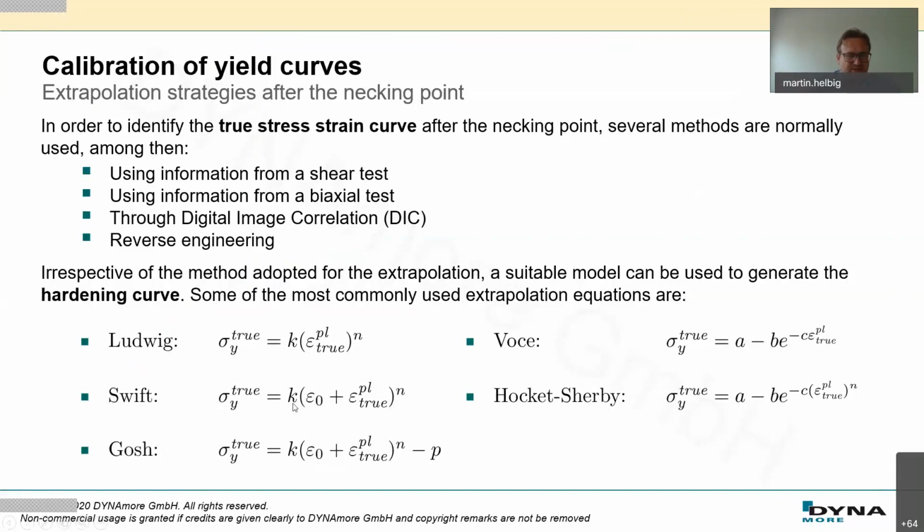Here are some different formulas: Ludwik, Swift, Gosh, Voce, Hockett-Sherby, and so on. At the moment, we very often use Hockett-Sherby to describe the yield behavior after the necking point. We do it with some reverse engineering. That means we simulate the tensile tests, and we compare these simulation results to the real test results. And at the point where we get the best agreement between these two engineering stress strain curves, we say, okay, this is our set of parameters.